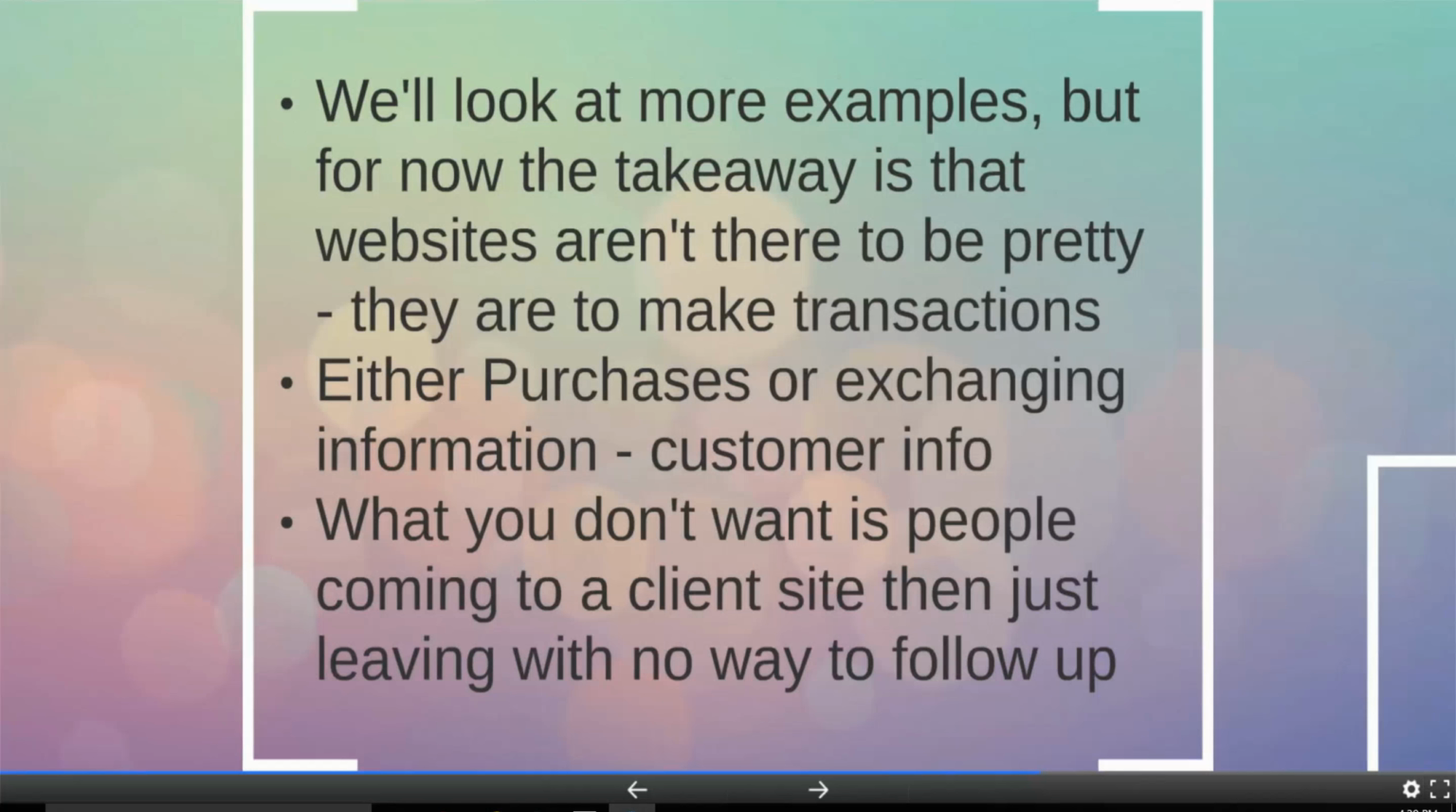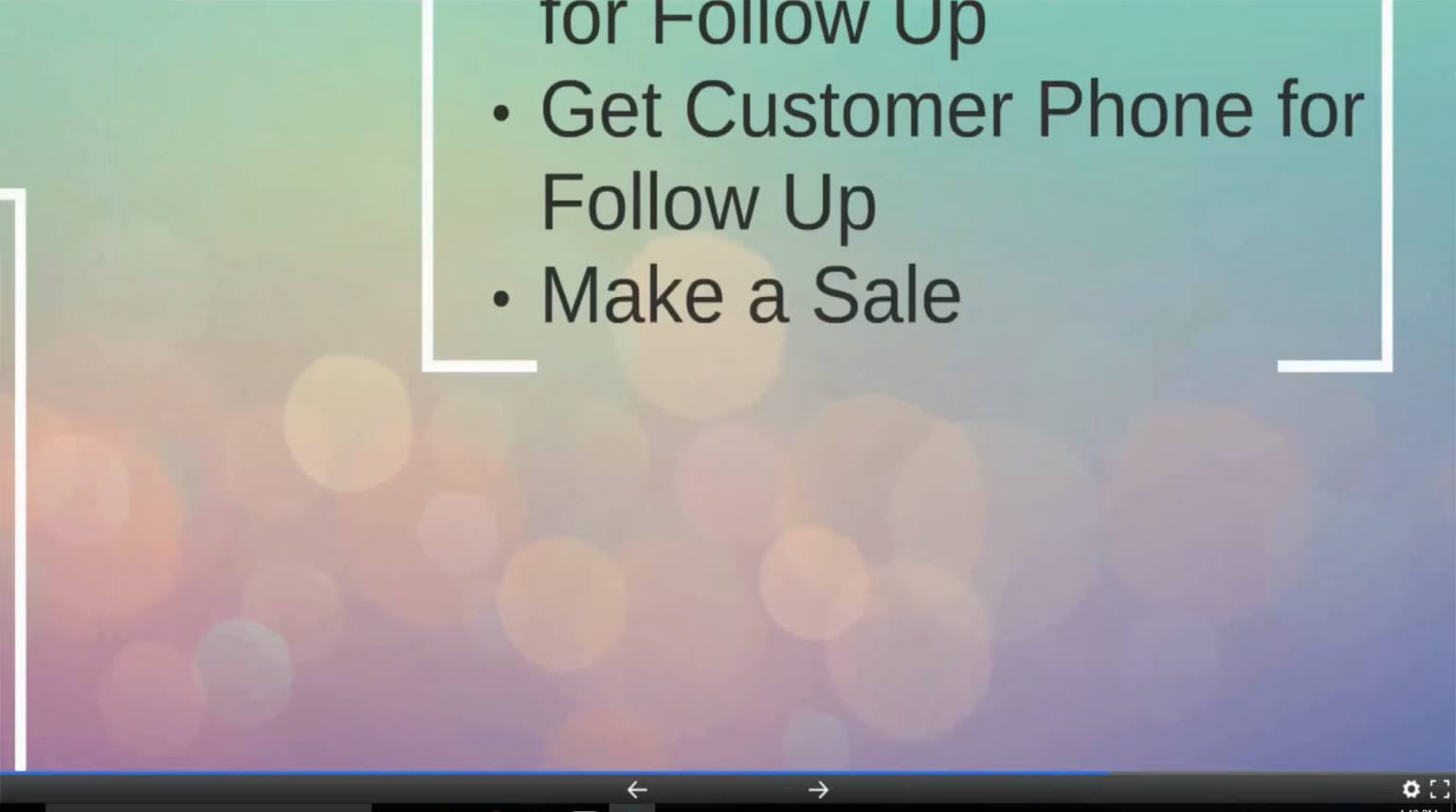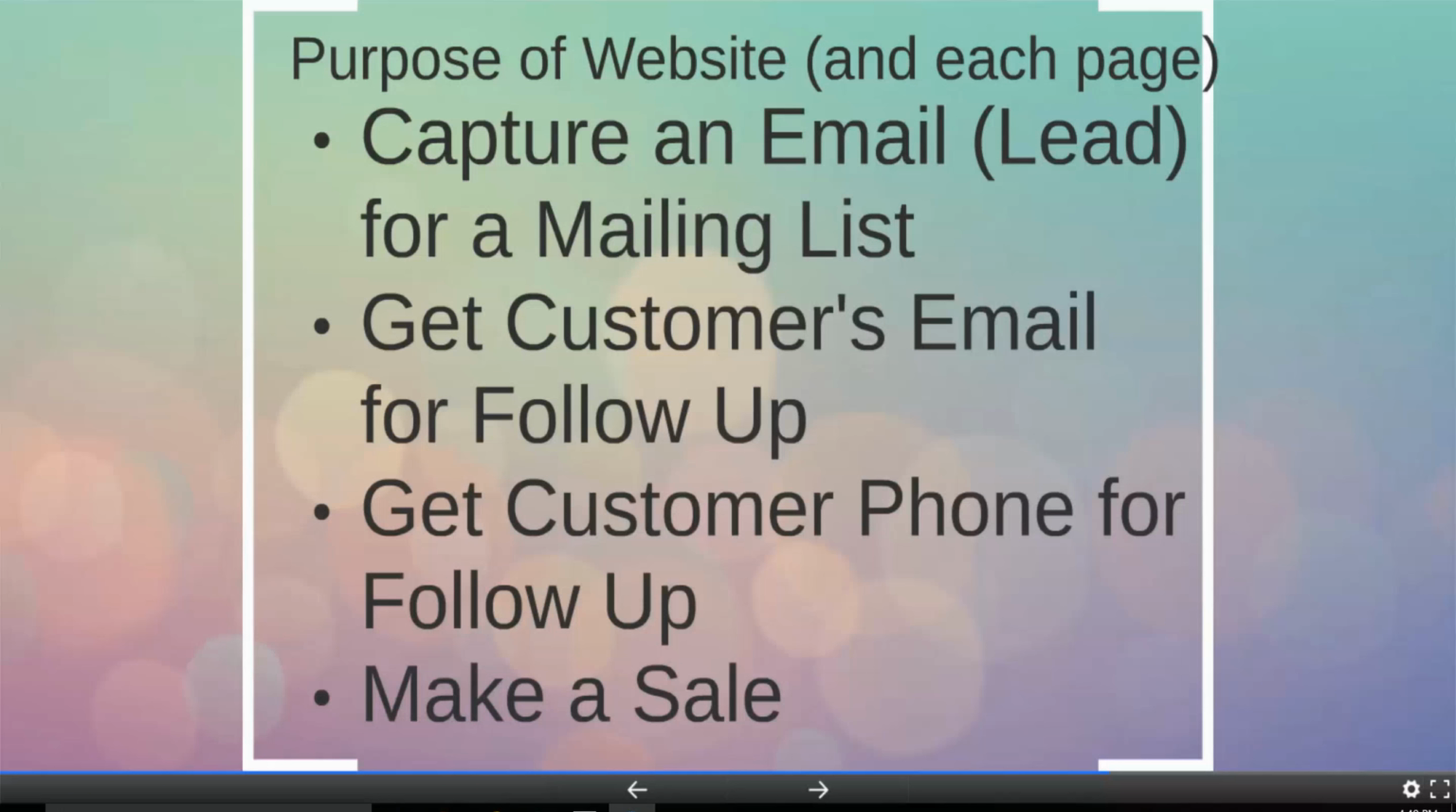We're going to look at more examples, but for now, the takeaway is basically that websites aren't there to be pretty. Of course, you don't want them to look terrible, but they're there to make transactions. They either want people to purchase something if it is an e-commerce client, and you will get those, or exchanging information. You want the customer information. What you don't want is people coming to a client site then just leaving with no way to follow up. Again, the purpose of a website and each page is to either capture an email, which is a lead for a mailing list, and get customers' email for follow-up, get customers' phone number for follow-up, or to make the sale.